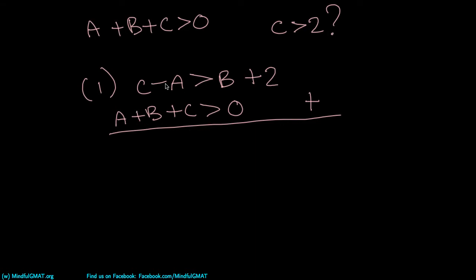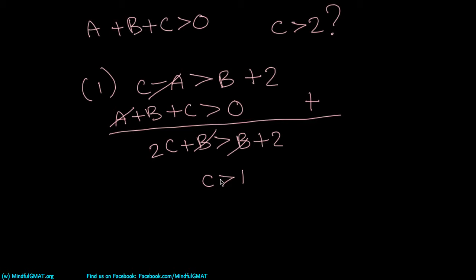So if we add the left-hand sides, minus a plus a cancels out. We get two c's, and we get 1b. On the right-hand side we get b plus 2 plus 0, which is just b plus 2. Now the b's cancel out on both sides, so we get 2c is greater than 2. Dividing by 2 on both sides, we get c is greater than 1.